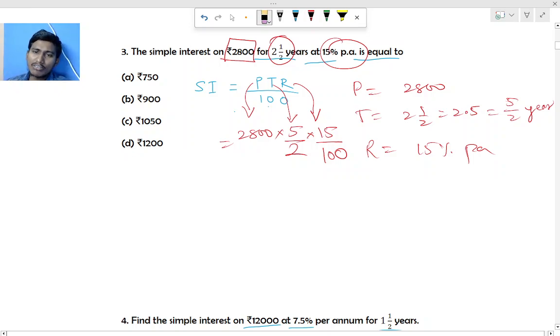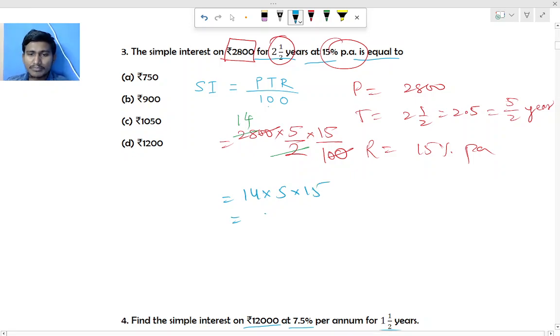Now let us solve it. If you cancel the 2 zeros, then you cancel with 2 now. 2 ones are 2, 2 fours are 8. So what is remaining here? 14 into 5 into 15. 14 5s are how much? 17 5s are 105, 0. So interest will be 1050. Answer. Understand? Okay. This is a very easy question.